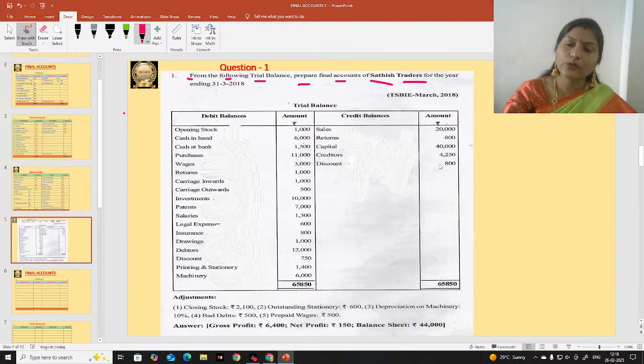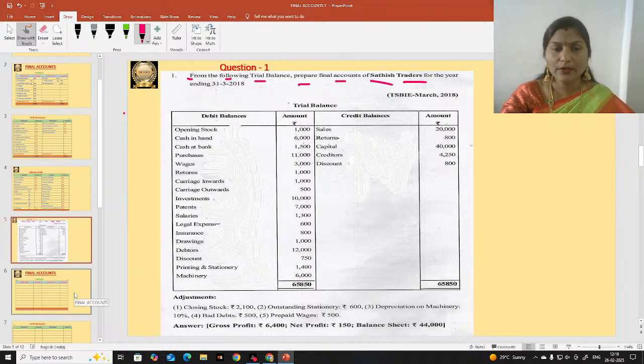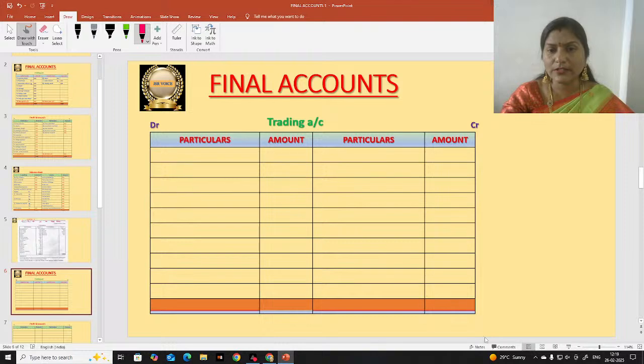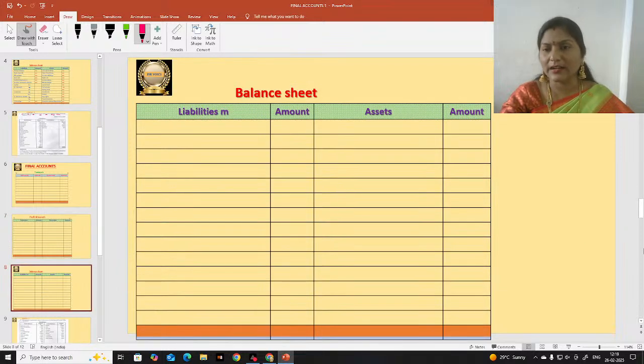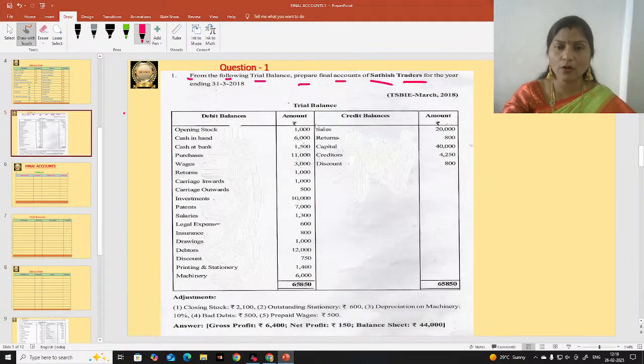So final accounts means we should prepare trading account, profit and loss account and balance sheet. We should draw columns for all that. So I kept all the columns ready. You can see trading account columns are ready, profit and loss account columns are ready, and balance sheet columns are ready. So you too have to draw all the columns in that way, then your problem becomes easy. First you have to draw columns.